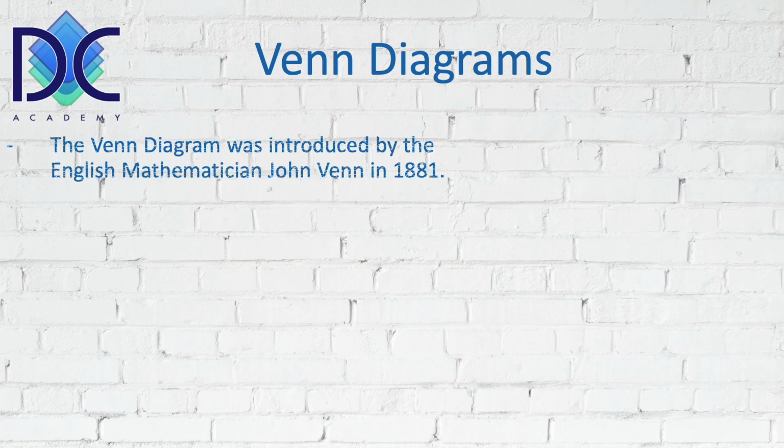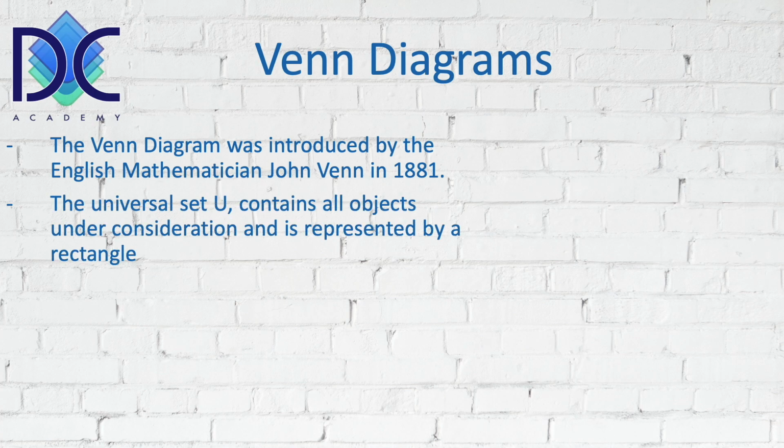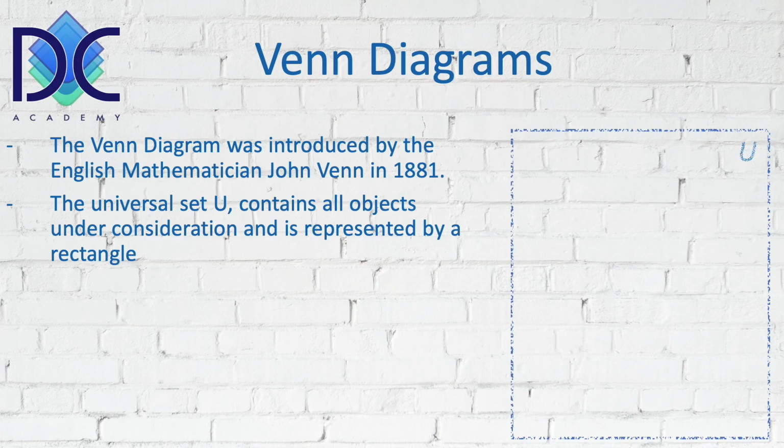A Venn diagram was invented by an English mathematician, John Venn, in 1881. It's in fact based on the set theory, where we first consider a universal set U, which contains all the elements which are under consideration. And we represent this in a rectangle with indication U, the universal set. It can be all the students of a school, it can be all the real numbers. Whatever it is, it contains all the elements that we are considering.